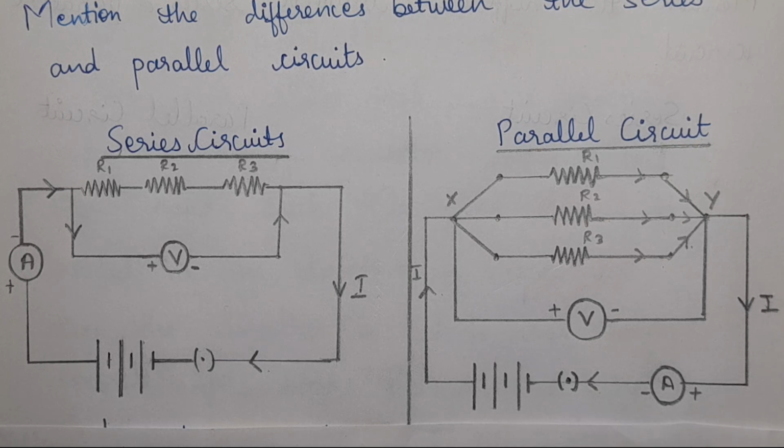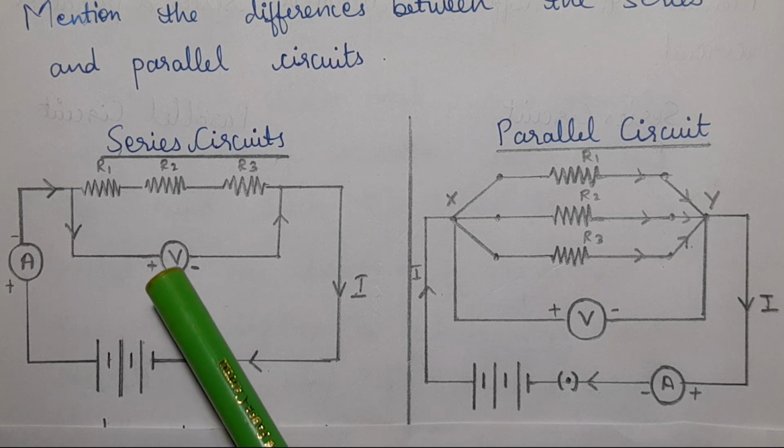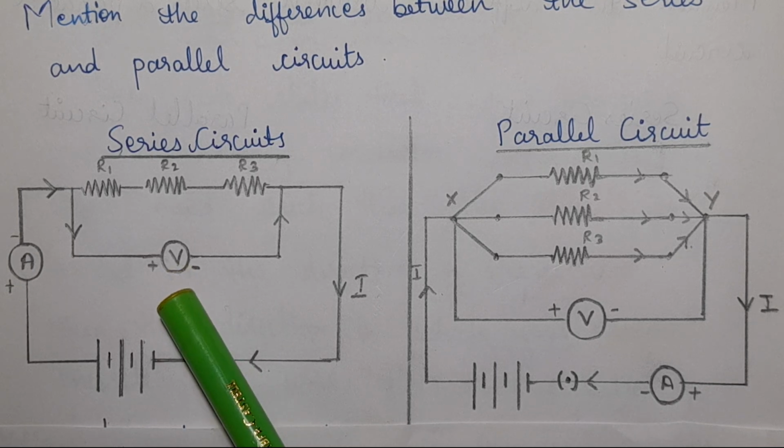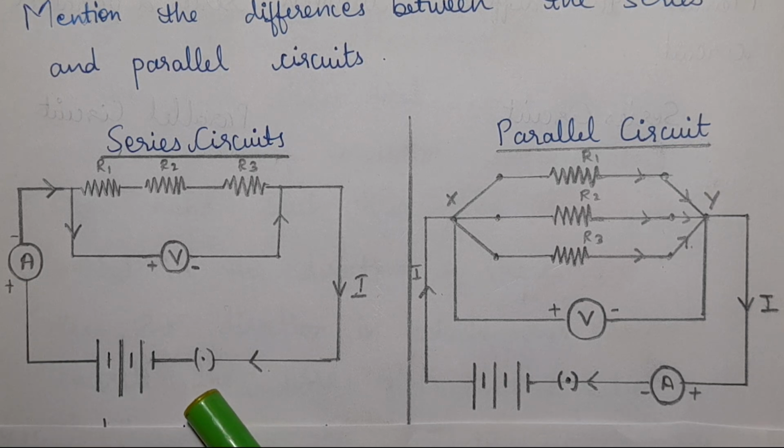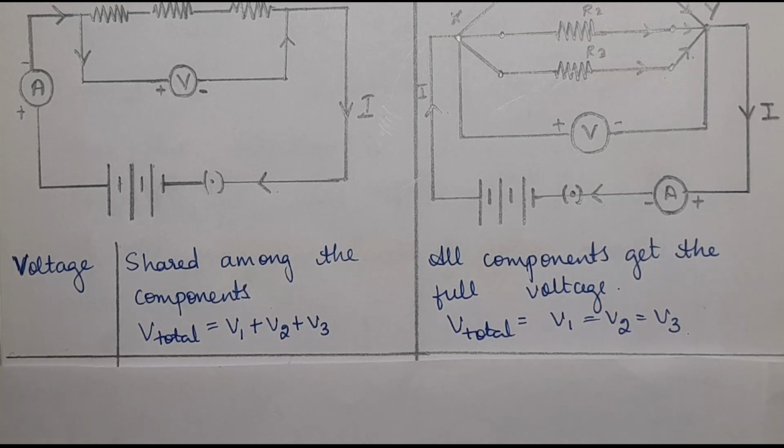No matter which circuit diagram we draw, the three main rules we have to keep in our mind are: the voltmeter has to be connected in parallel, the ammeter has to be connected in series, and the plug key has to be closed. Here comes the next difference.